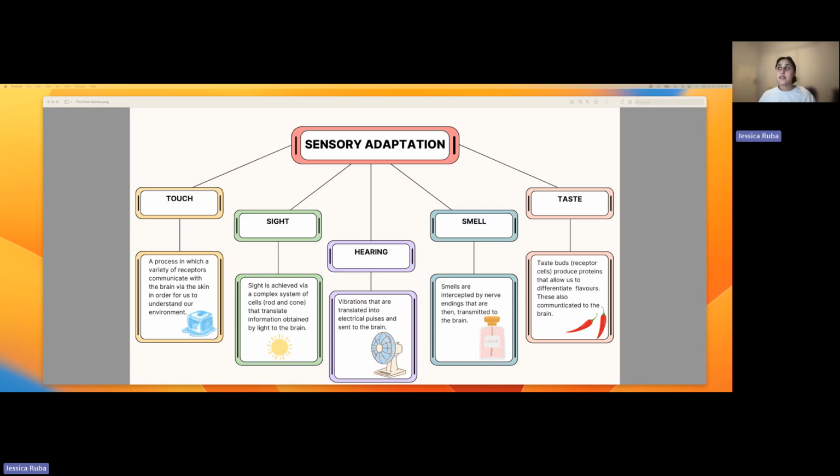Taste, last one. Taste buds provide proteins that allow us to differentiate flavors. Now, they also communicate with the brain, help us identify things we like and don't like, things that are helpful, things that are not. Chili is a perfect example. Chili consumed for a long period of time, the individual would adapt and the pain and the intensity of it would reduce.